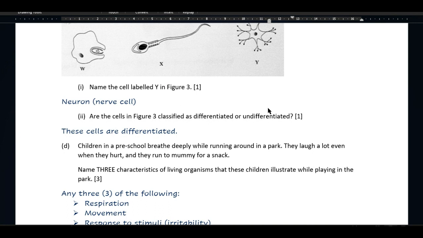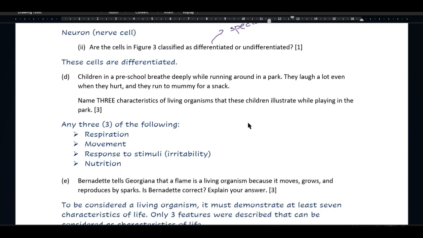And for those of us that forgot, saying that something is differentiated is the same as saying that it is specialized. Okay? Undifferentiated would, of course, be the opposite. It would be unspecialized. Okay?